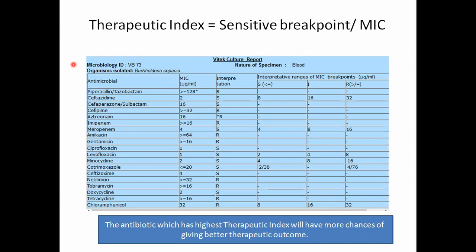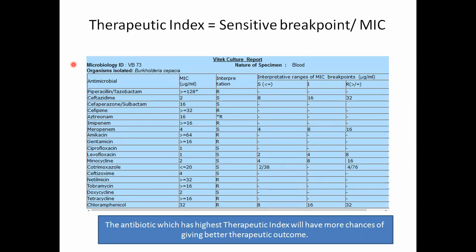Sir, are these values revised every year? Maybe, I am not sure. But they give the data every year, so you need to open the recent year documents, not the old ones. Definitely they revise it. And the MIC is the value given by the microbiologist. Our microbiologist is good enough to give MIC breakpoints. But if your microbiologist is not giving breakpoints, you can open EUCAST and CLSI and search there.